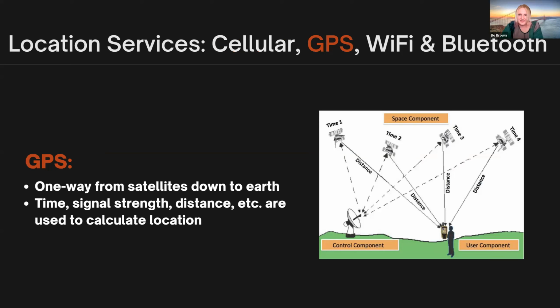Then there's GPS, the old school location determining method. This is a one-way data stream from satellites down to Earth. It uses time, signal strength, and distance to calculate where you're located. Because it's one way, if you open up your phone in the middle of the wilderness with no signal, it'll still be able to tell you where your GPS location is, because satellites are always beaming down the signal to everywhere. However, it's one way and it's easy to block.